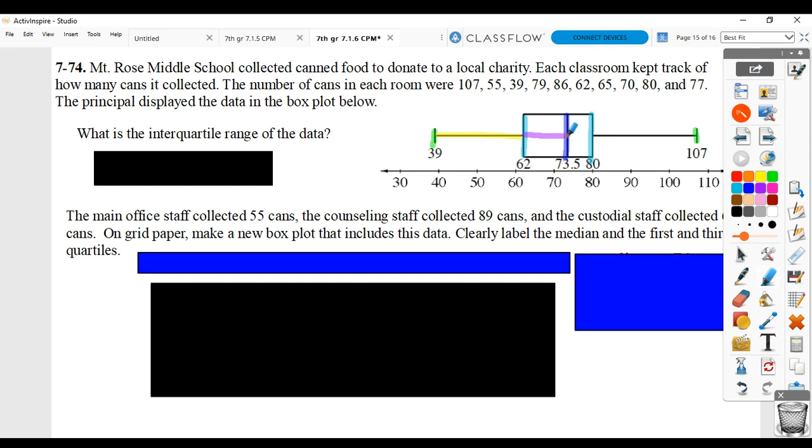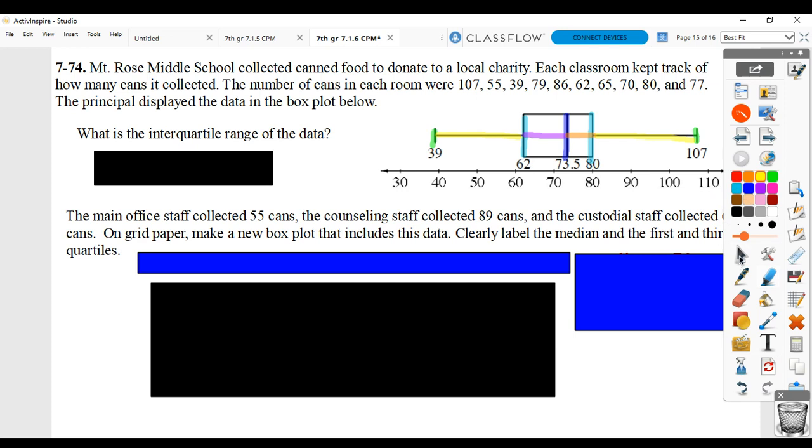The values here between half and third quarter. So this is our Q3 into the third quarter. And the values here are in the fourth quarter. So these are all 25% of the data. 25% of the data is between 39 and 62. 25% is between 62 and 73 and a half. 25% is between 73 and a half and 80. And 25% is between 80 and 107.